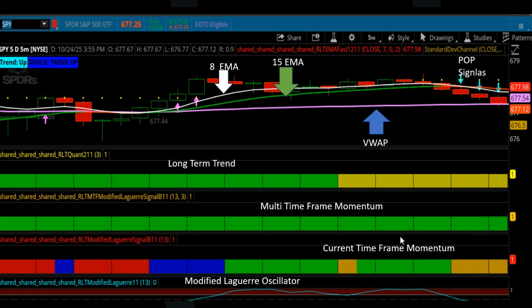So there's the current time frame momentum, multi-time frame momentum, long-term trend. For swing trades on the daily chart, it helps if the long-term trend is also in the direction you've got. But there are cases where it's not as critical as these are. These are very, very critical right here.